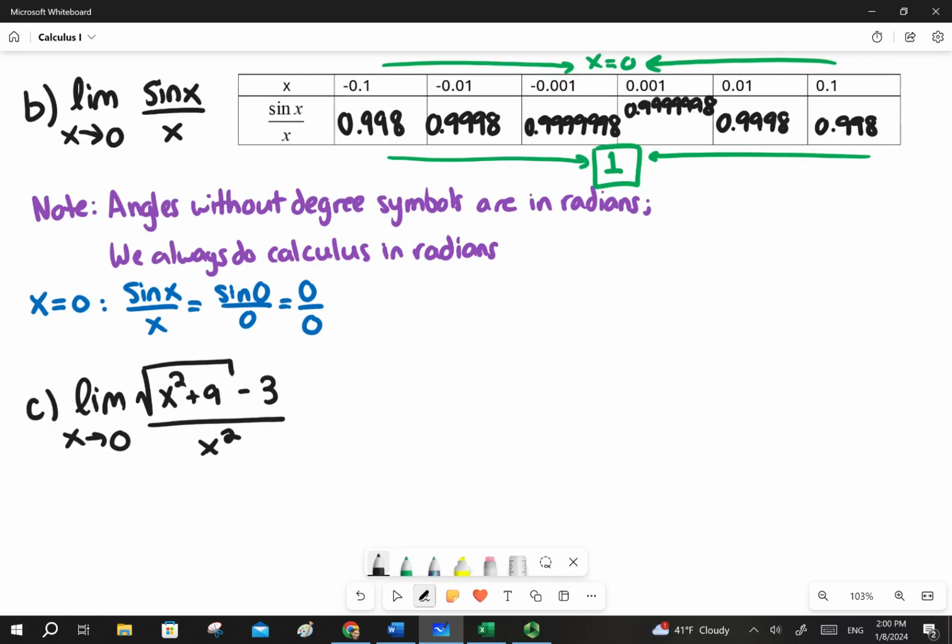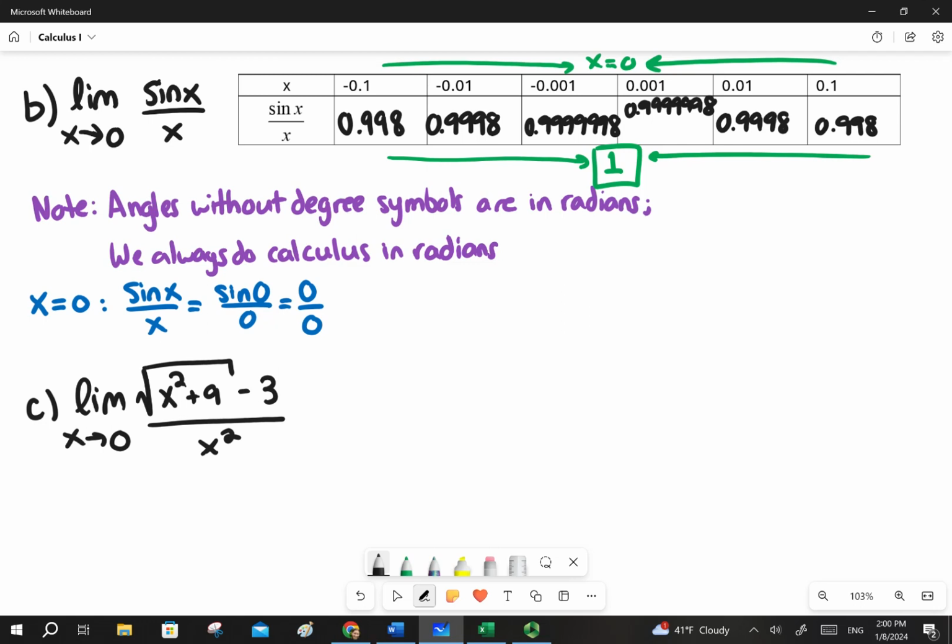The limit as x approaches 0 of (the square root of x squared plus 9 minus 3) all over x squared. For this example, I want to illustrate what can go wrong when numerically estimating limits.